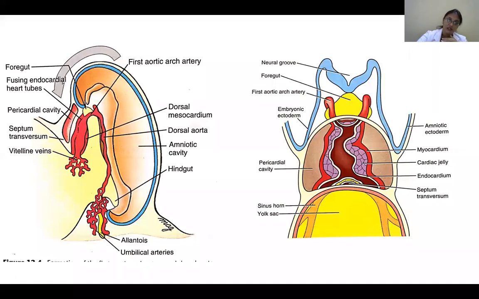With the folding of the embryo, this cardiogenic area has been relocated to the ventral part of the developing foregut. This is the yolk sac, and here you see this is your gut: the foregut, midgut, and then the hindgut. The mesoderm which is adjoining your gut is the splanchnopleuric mesoderm, and that which is towards your body wall is the somatopleuric mesoderm.